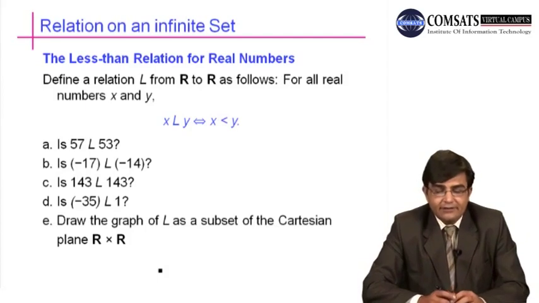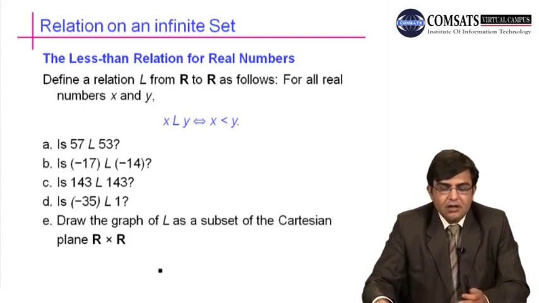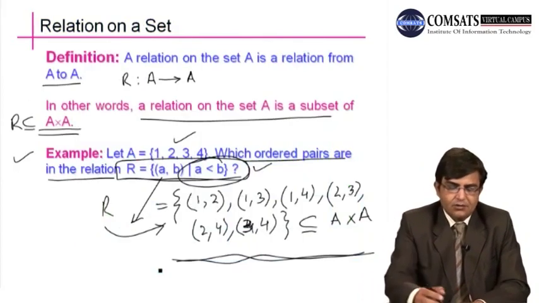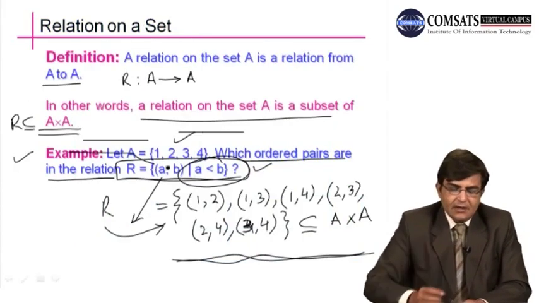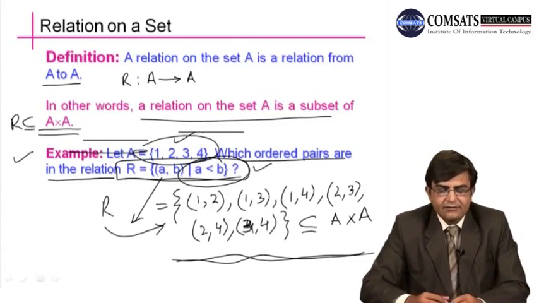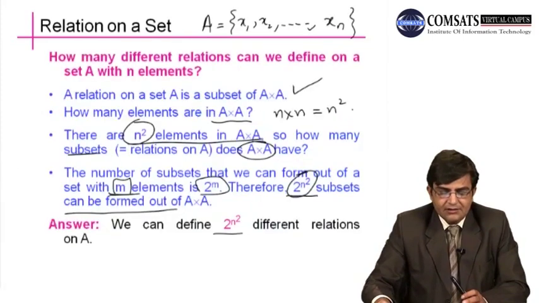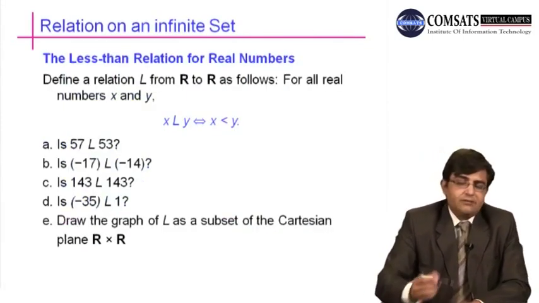A relation on an infinite set. In the previous example we defined the relation on finite sets, because A is a finite set. Now we are going to define the relation on an infinite set.